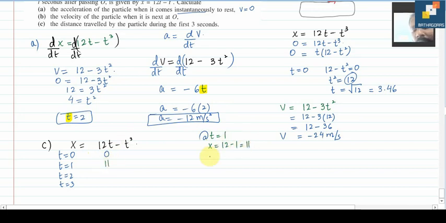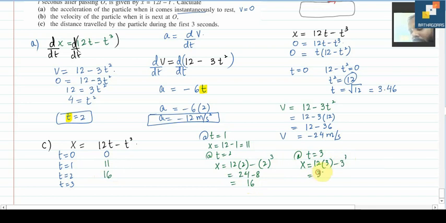After that, at time equals to 2, distance is equals to 12 times 2 minus 2 cube. 12 twos are 24 minus 8, so 24 minus 8 leads to 16. So when time is 2, distance is 16. At time equals to 3, distance equals to 12 into 3 minus 3 cube. 12 threes are 36 minus 27, it is equals to 9.